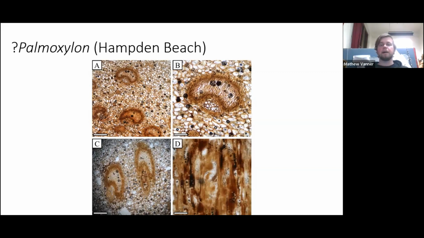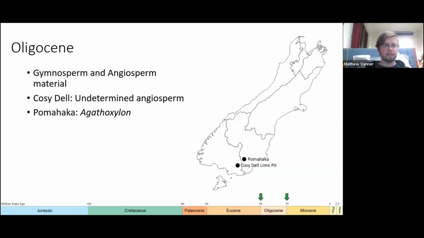Moving on to the palm, you can see that this palm has the really typical shape. I've seen this described as a mushroom cap or a happy face shape with a vascular bundle there, as well as these scalariform type perforation plates in between that vascular bundle.